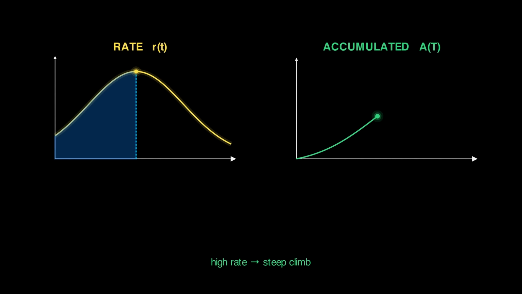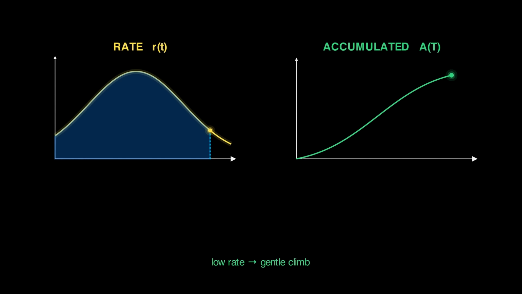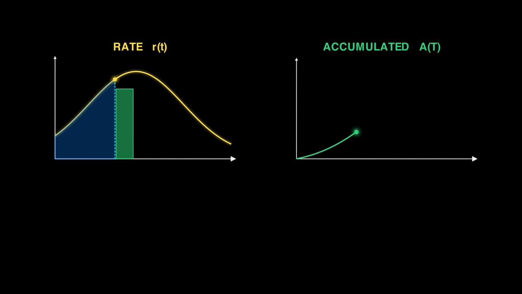A high rate makes the total rise quickly. A low positive rate still increases the total, but slowly. And when the rate is 0, accumulation temporarily stops. Now comes the surprising part. Move the endpoint forward by a tiny amount, dt. How much new area was added?